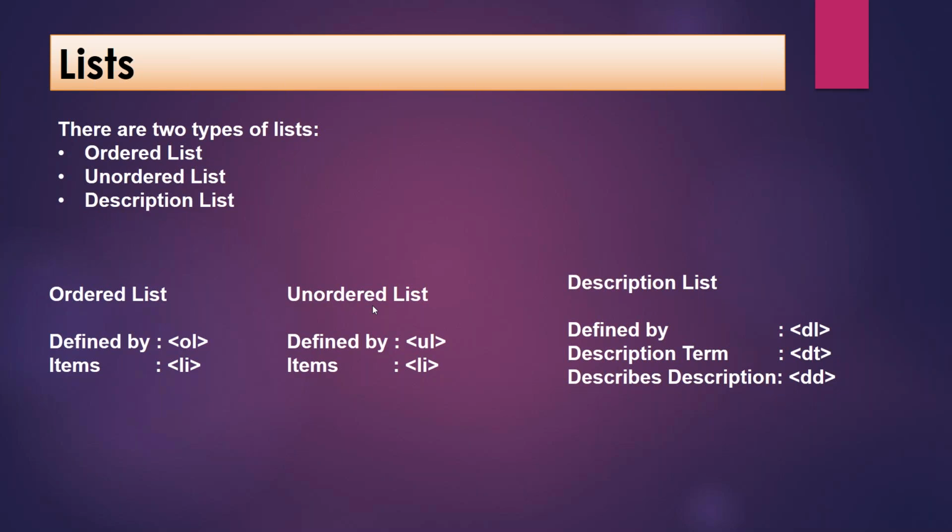Now let's see how the unordered list works. An unordered list is defined by UL. UL means unordered list. But again, each item in your unordered list stays LI itself. In our ordered list, it was OL, and each list item was LI. Similarly, here the unordered list is UL and each item in the list is LI, list item. Now let's see an example of it.